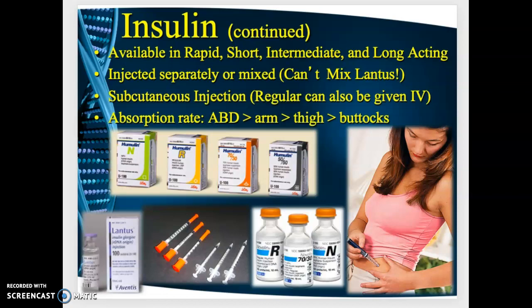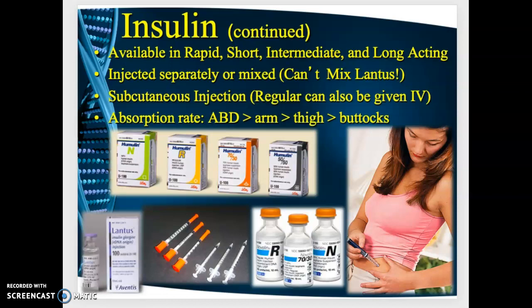Now it used to be when I first started teaching this, the short-acting insulins were always clear, and the long-acting or intermediate-acting insulins were always cloudy. But when Lantus came along, it mixed all that up. So just know that there are different long-acting and short-acting insulins. And insulin is given by subcutaneous injection. And then there's one exception. Regular insulin can also be given through IV.